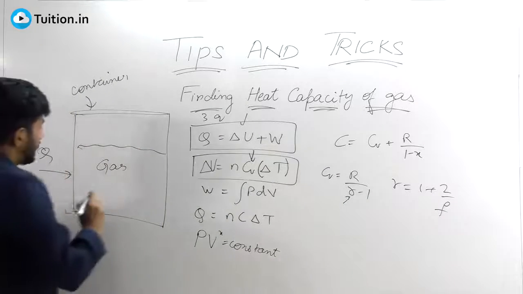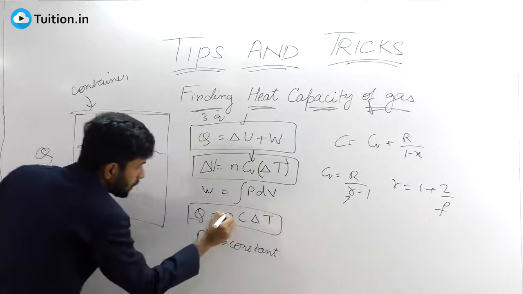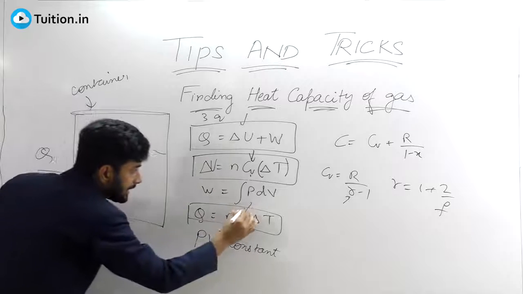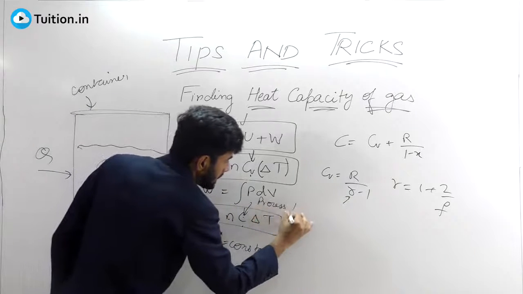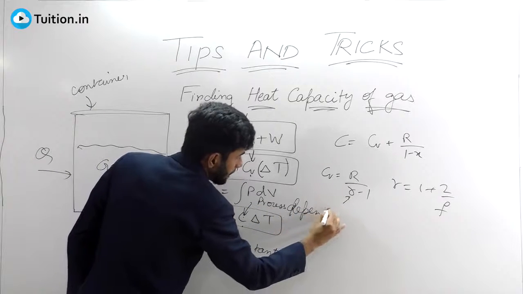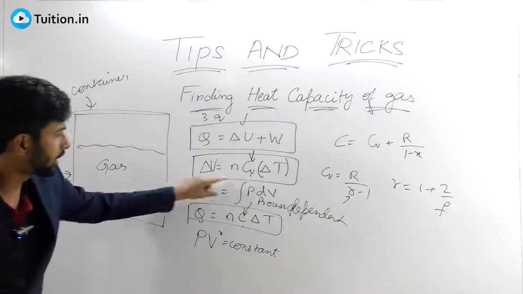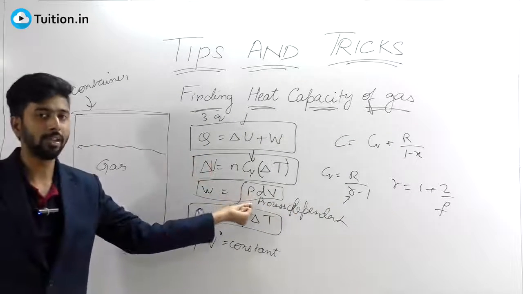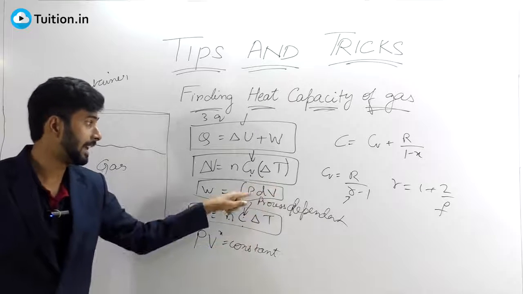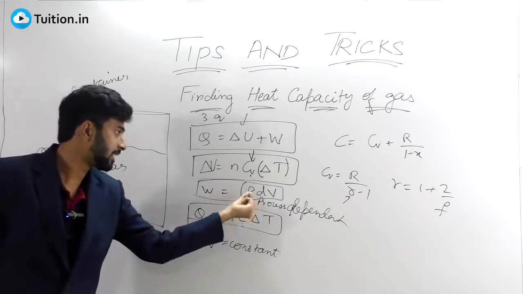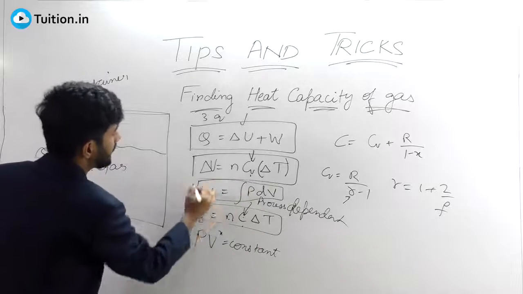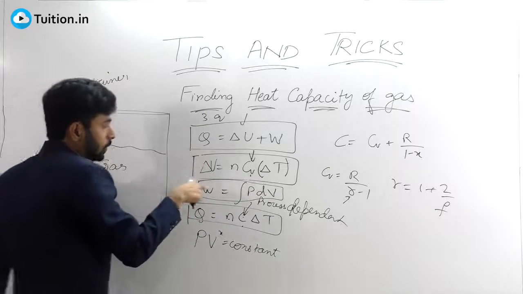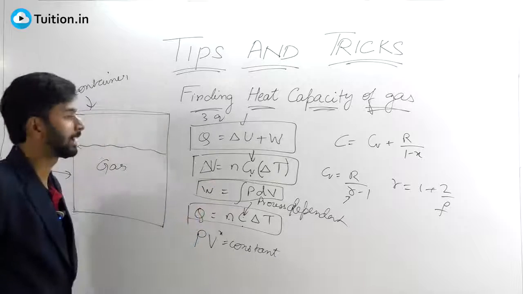What will change with process is your Q, because your Q is N C delta T. This is N CV delta T, this is N C delta T. This C is process dependent. Also your work is the integral of P dV, so if you know pressure as a function of volume, you can always get this. But you won't always have pressure as a function of volume easily available, so sometimes you can't actually calculate this. You can calculate this, you can calculate this, and using these two you'll have to calculate this. It's not always possible to calculate work directly.